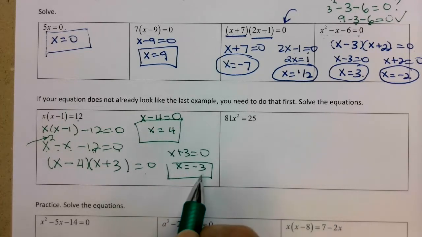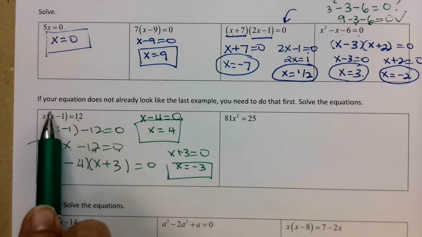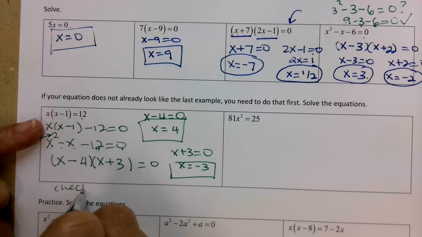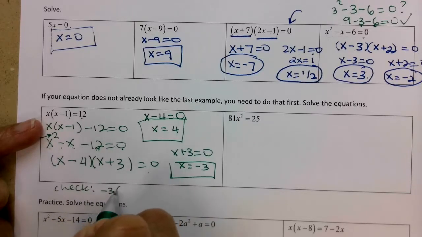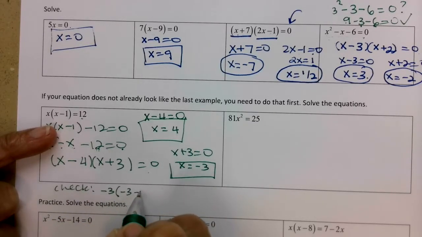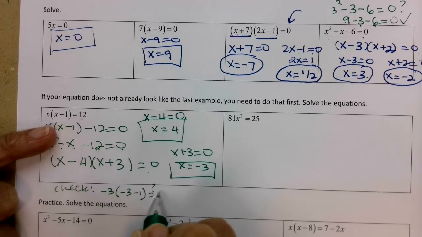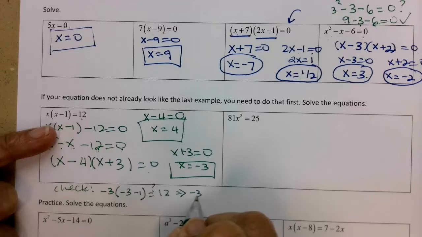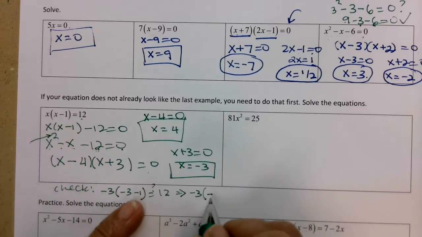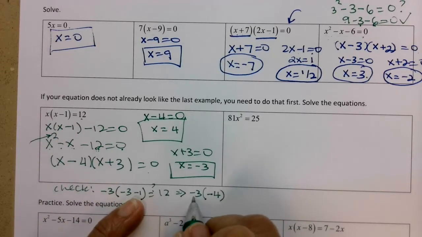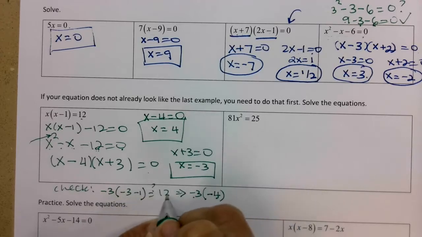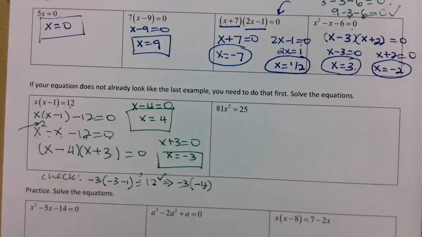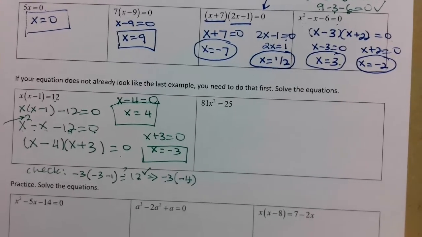And again, you can check these in the original. So if you want to check the negative 3, here's our check. Negative 3 times negative 3 minus 1, is that equal to 12? So I've got negative 3 times negative 3 minus 1 is negative 4. Negative 3 times negative 4 does equal 12. I'm just checking one because of time, but you can check them both if you'd like. Okay, here's our next one.